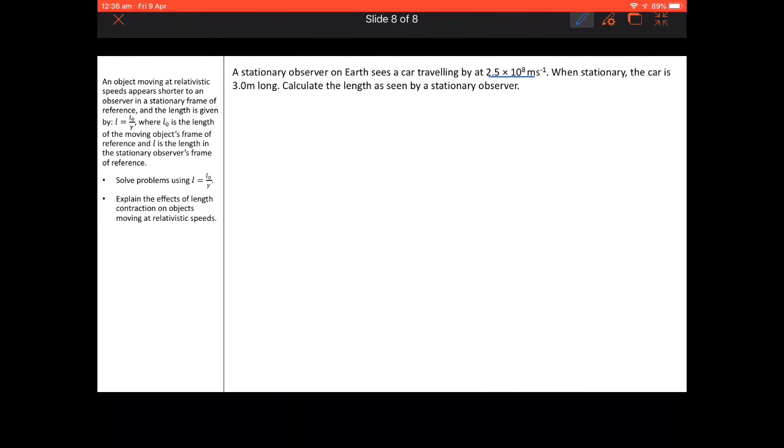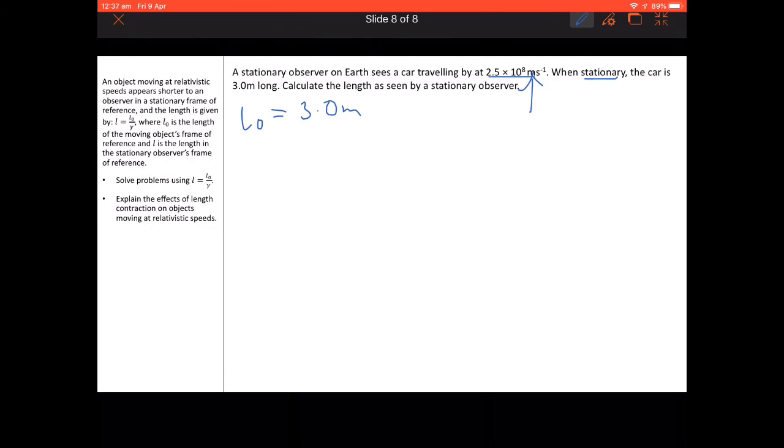So our length in the moving reference frame is 3.0 metres, because when the car is stationary, its relative velocity is 0. So that means that the length observed in the moving reference frame is going to be equal to the length observed in the stationary reference frame. But we need to work out what the length is going to be when it's travelling at this speed here.